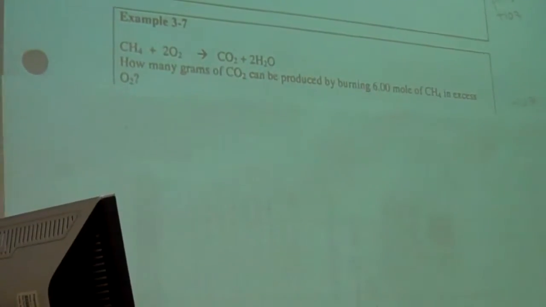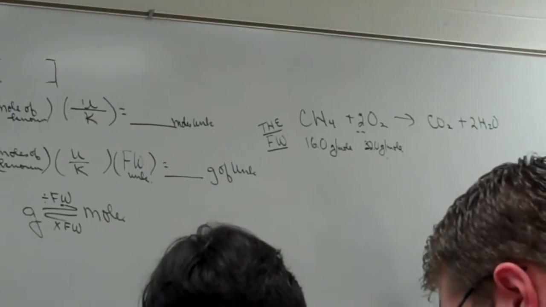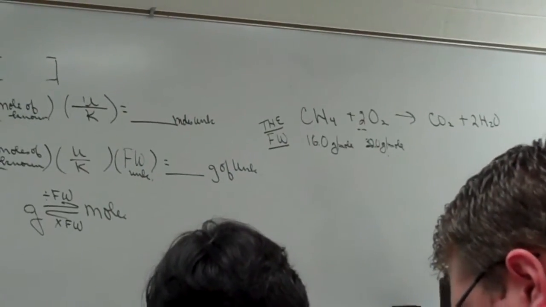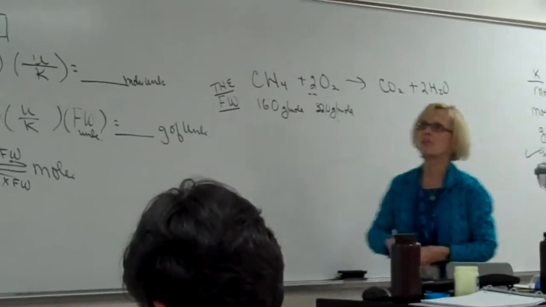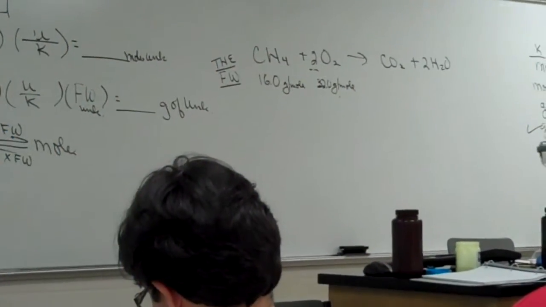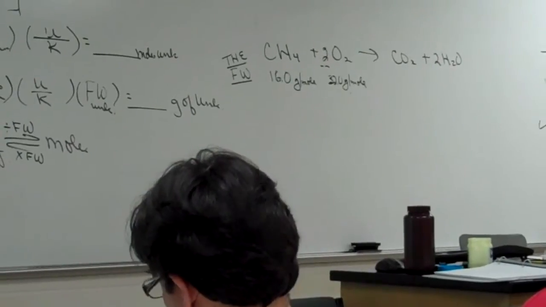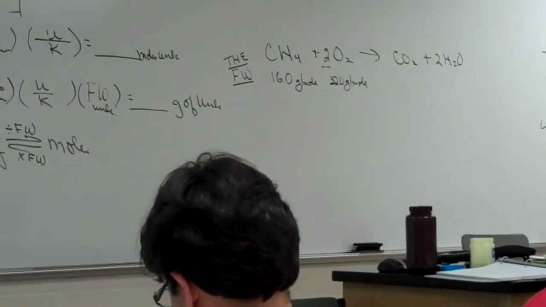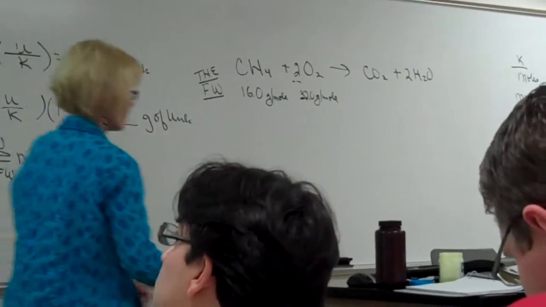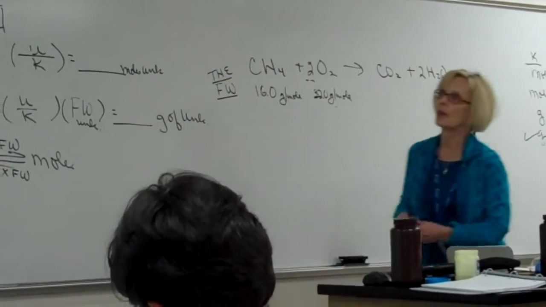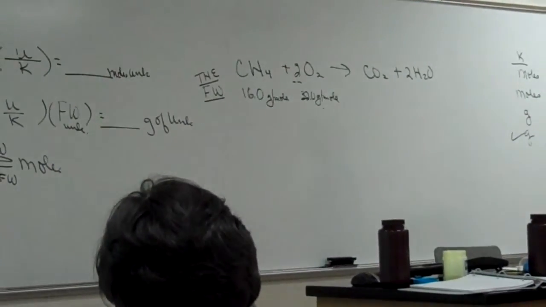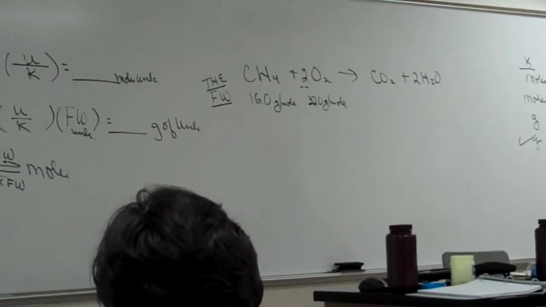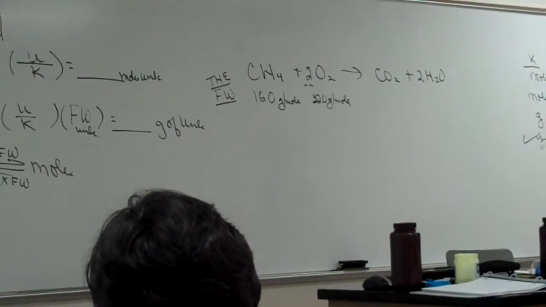See, the stuff down here doesn't change. But this time, let's see. Okay, 3-7 is where we are. And let me move that up so you don't look at 3-6 by accident. Okay. Same old equation. And it says, how many grams of CO2 can be produced by burning 6 moles of methane in excess oxygen?